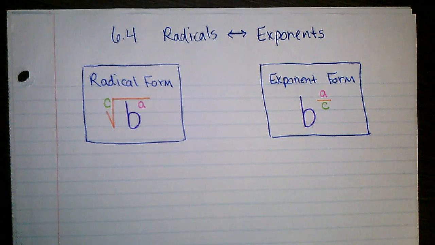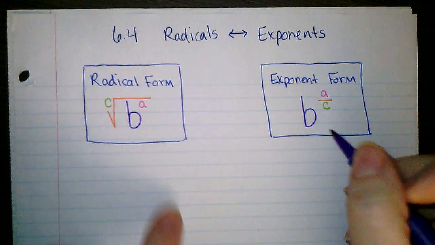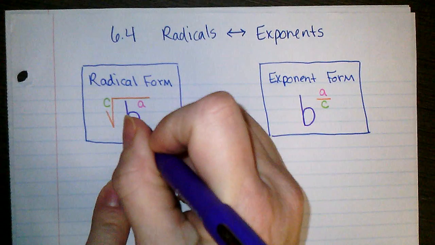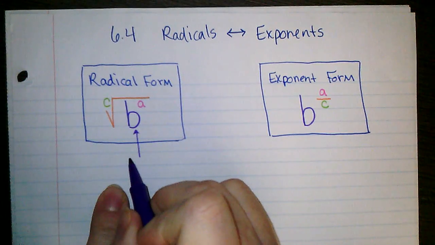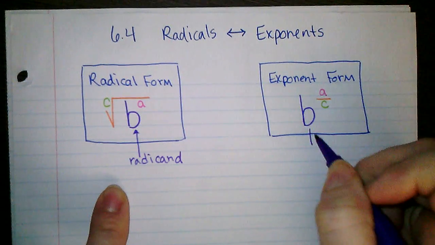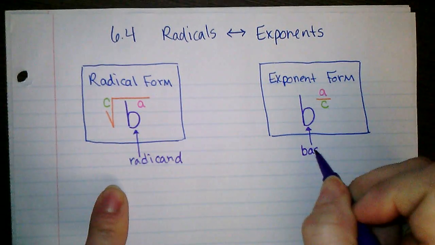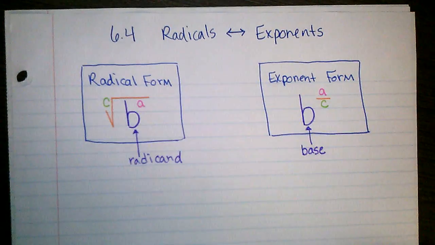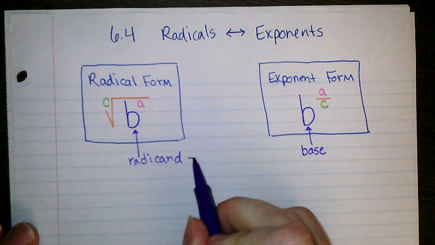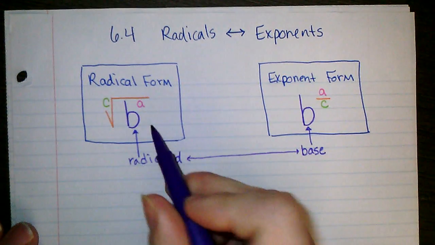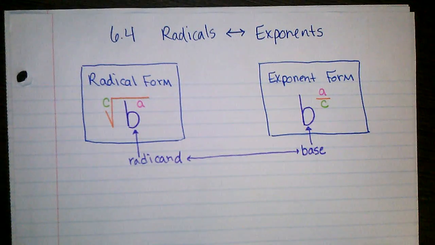So you can probably already tell by the color coding system here that this B and this B are both purple. They all have special names. This one's name is the radicand. It's the thing that is inside the radical. When it's in exponent form, it's called the base. So whatever the radicand is becomes the base when it's in exponent form. And we can convert these back and forth. So if we have a base in exponent form, it becomes the radicand in radical form.